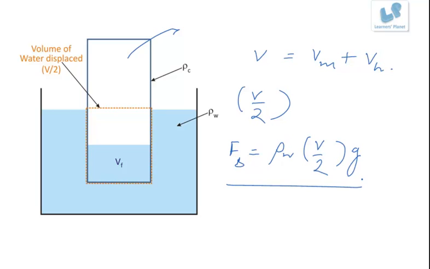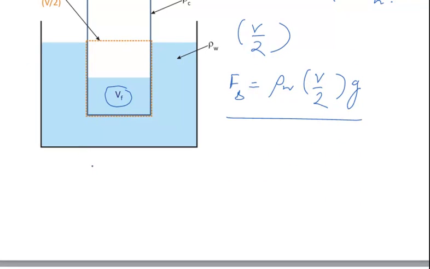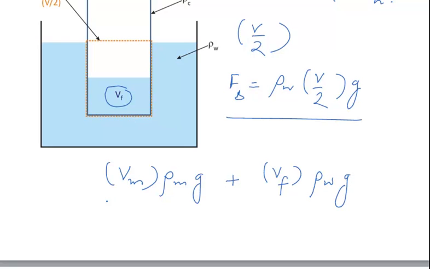Okay, so this buoyant force is balancing the total weight of the cylinder, which also includes the weight of the liquid which is kept inside the shell. Now what is the total weight of the cylinder plus water which is inside? It is equal to the volume of the metal into its density into G. This is the weight of the cylinder plus the water which is kept inside. So that is, let us say, Vf into density of water into G. Now this total weight is balanced by the buoyant force.